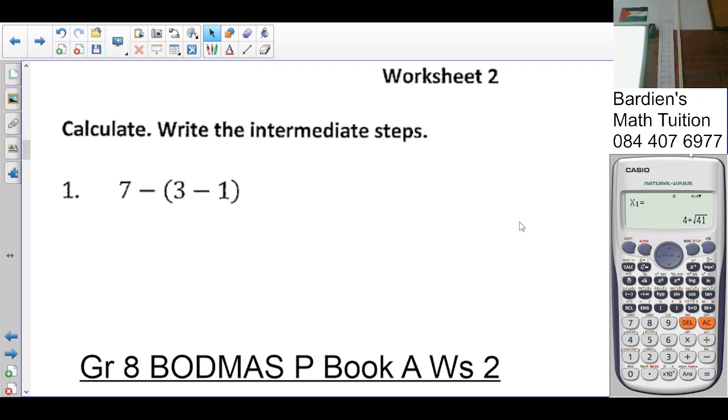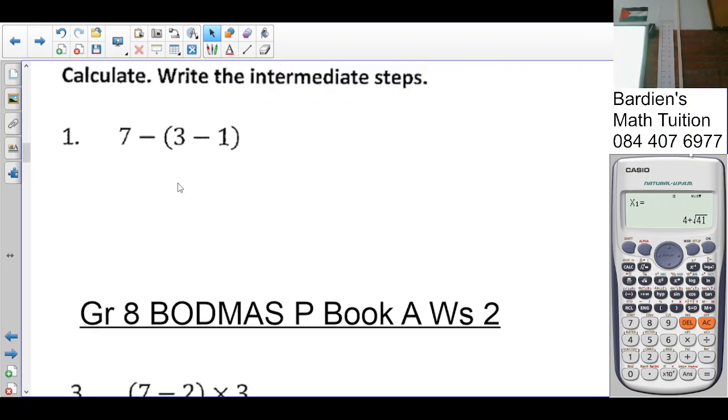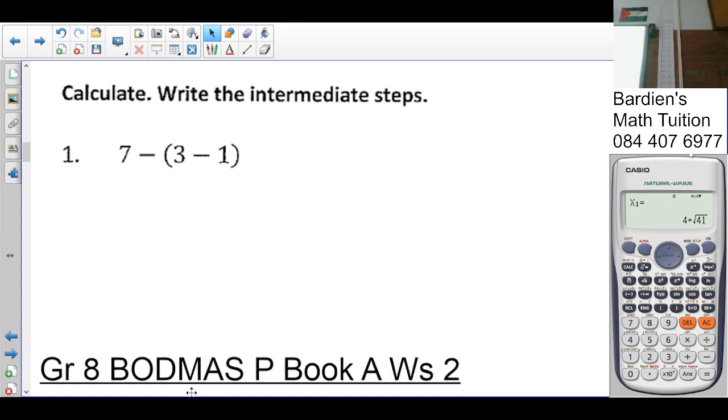Book A, worksheet 2. Okay. So again, calculate the right intermediate steps. Which means to say again, you must show all your working there. Alright. So according to Bodmas, that's the order of operation here.